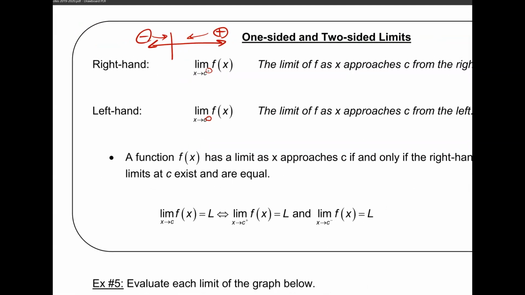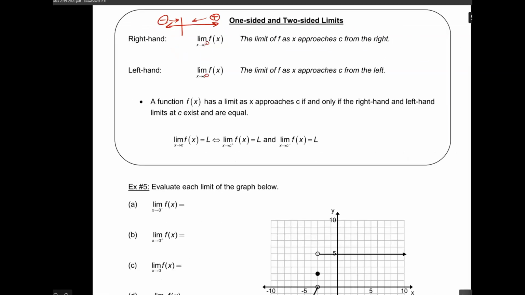A function f of x has a limit as x approaches c if and only if the right hand and left hand limits are equal and they both exist. So as long as I'm approaching a number from the right hand and from the left hand, and they're the same number, I'll have a limit. Cool. All right, so let's try this graph out.